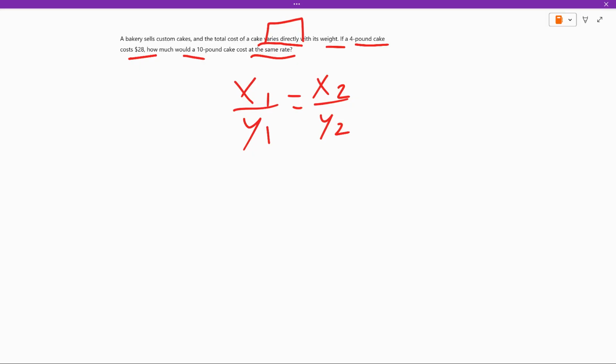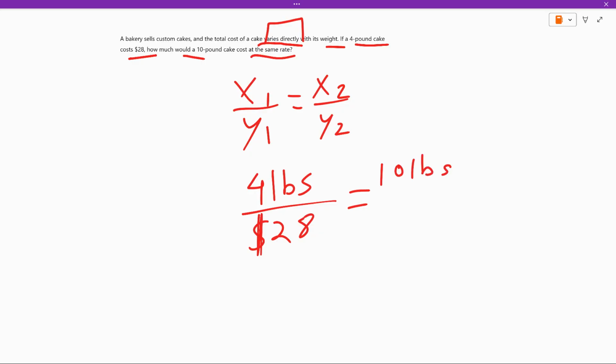So we can apply the same concept to our scenario here. We have our two variables, which are pounds and the cost. We'll say x is how much the cake weighs. So 4 pounds costs $28, and that's going to equal the ratio at another particular instance where the weight of the cake is 10 pounds, and we need to find the cost y when the cake weighs 10 pounds.